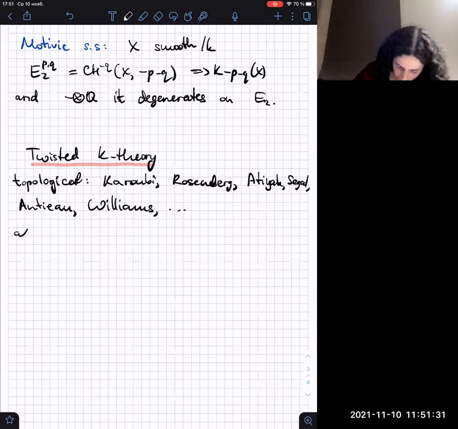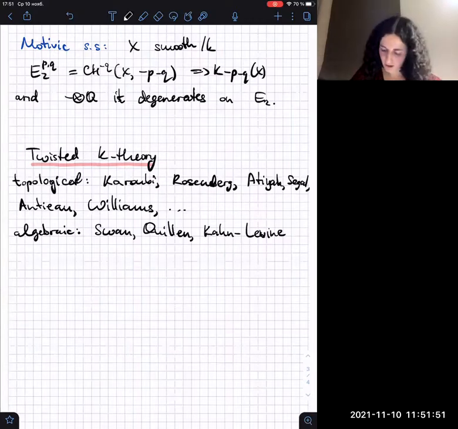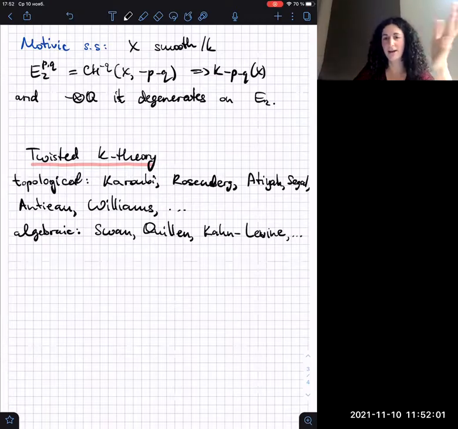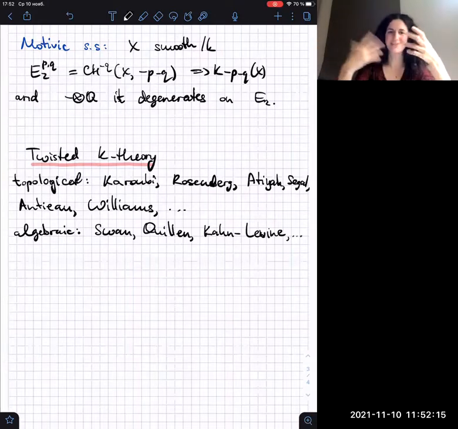In the context of algebraic K theory, I think the first related results were by Swan and Kuhlen, and then, as I said in the beginning, the main work I know about it in the algebraic context is by Marc Levine and Bruno Kahn. One of the motivations to study a twisted version of algebraic K theory is that if you want to understand the K theory of a twisted variety, say a Severi-Brauer variety, then it is expressed in terms of twisted K theory of, say, the base field, which we will now see. That's one of the motivations.